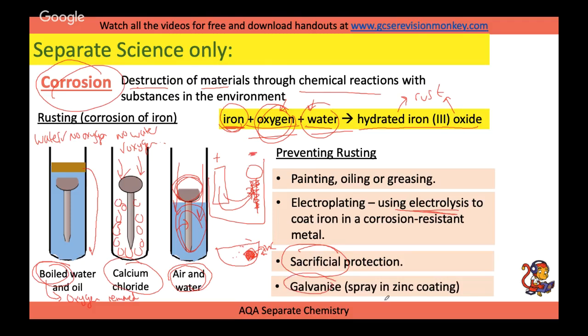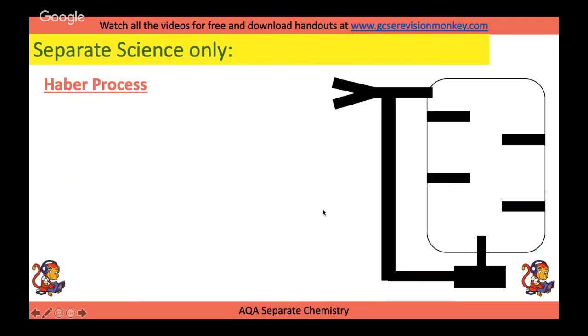Galvanizing means spraying something in a zinc coating. So again, you could have a metal which, rather than doing electrolysis or electroplating, you could spray in a zinc coating to galvanize it. The zinc is more reactive, so that will react first with oxygen and things like that, creating an oxide coating and therefore protect the metal underneath. But we wouldn't call it rust. We only call iron oxide rust. We don't call zinc oxide or aluminium oxide rust.